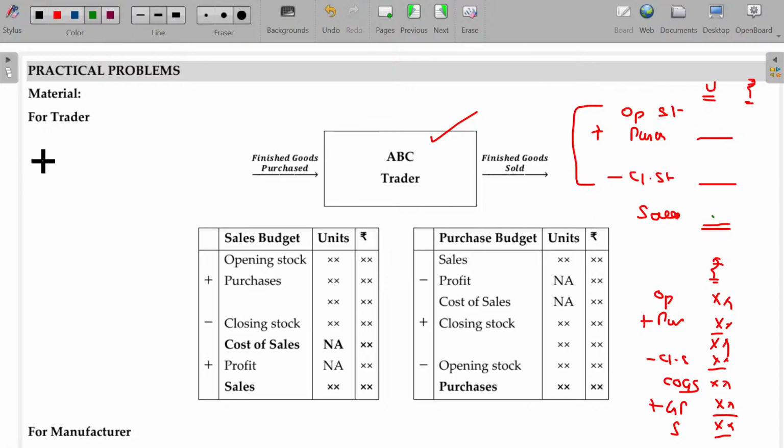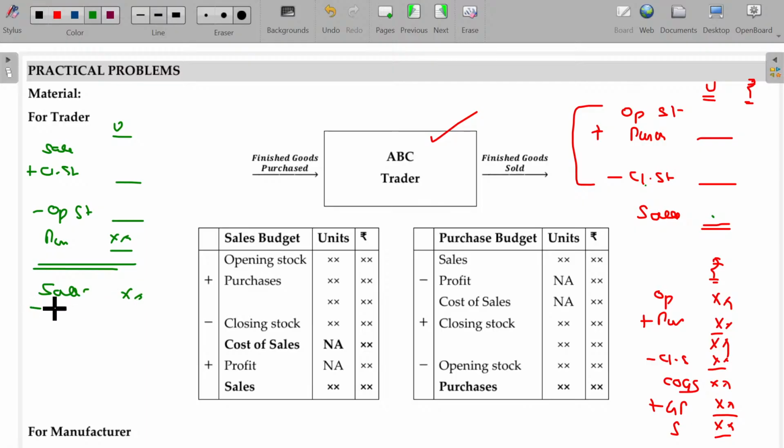Then you can rewrite this the other way. Start with sales, and closing stock should be added, minus opening stock. Then you will get purchases, in terms of units. In terms of rupees, from sales you first subtract the GP or profit to get the cost of goods sold. Thereafter, add closing stock and subtract opening stock to get purchases. Very simple.